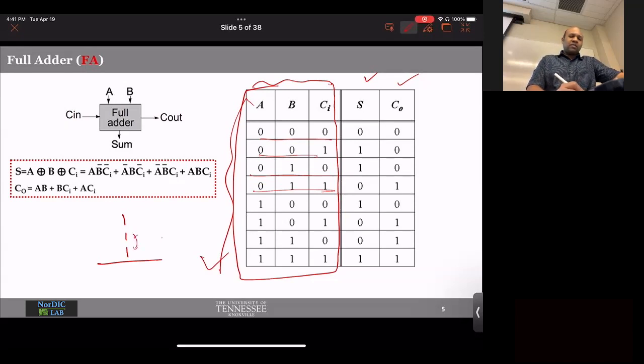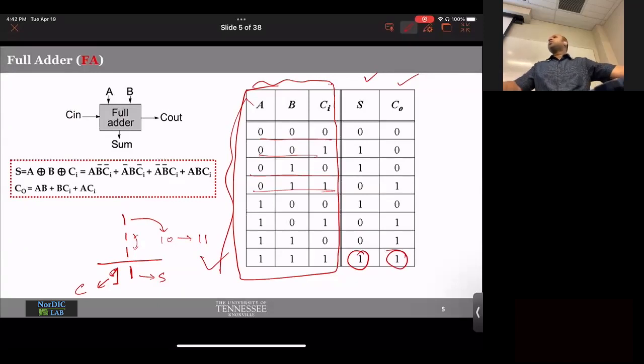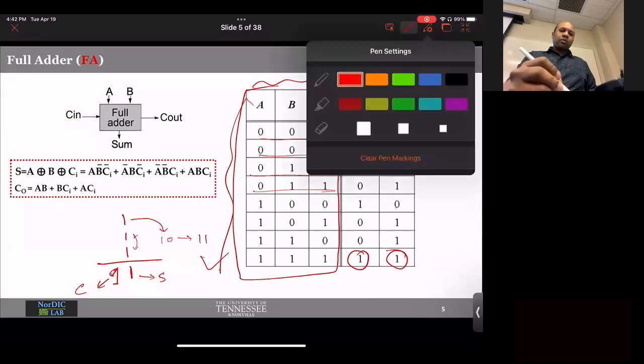1 and 1 will give you 1, 0. And then when you add the other one, it will give you what? 1, 1, right? So your sum should be 1 and your carry should be 1 as well. So you see in the truth table, you have sum 1 and carry 1. That's how you come up with the truth table. You actually add it and see what you are supposed to get. Make sense?